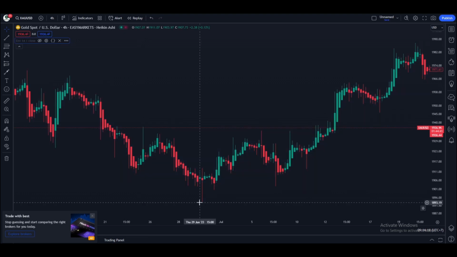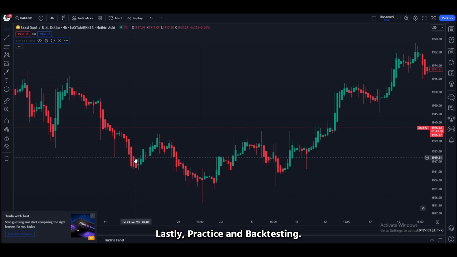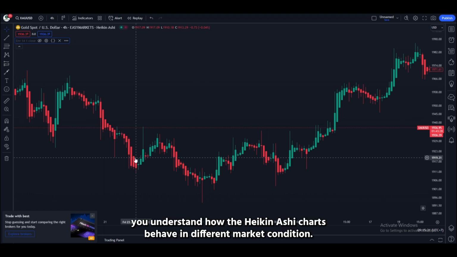And the next is, it's imperative to implement risk management. Always implement proper risk management techniques. Use stop loss orders to limit potential losses and maintain a favorable risk to reward ratio. Lastly, practice and backtesting before trading Heikin Ashi charts live, using historical data. This will help you understand how the Heikin Ashi charts behave in different market conditions.